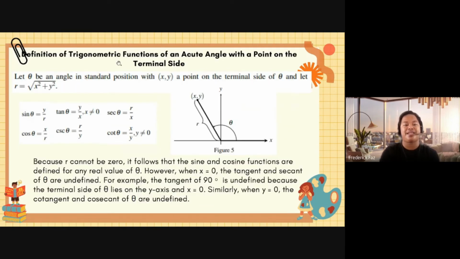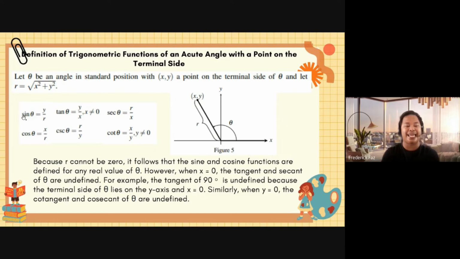Let's have this definition of trigonometric function of an acute angle with the point on the terminal side. So remember that let theta be an angle in standard position with x and y, a point on the terminal side of theta, and let r is equal to the square root of x squared plus y squared. Then we have the following ratios or the values of the trigonometric functions using x, y, and r.